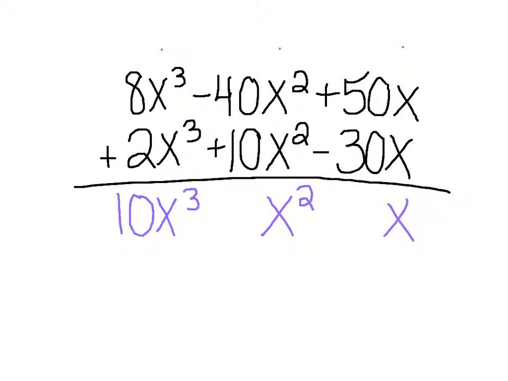So I have 8x cubed plus 2x cubed is 10x cubed. Negative 40 plus 10 is negative 30, and that's negative 30x squared. And then 50 plus negative 30, or 50 minus 30, is positive 20. So when I add these two polynomials together, my final answer is 10x cubed minus 30x squared plus 20x.